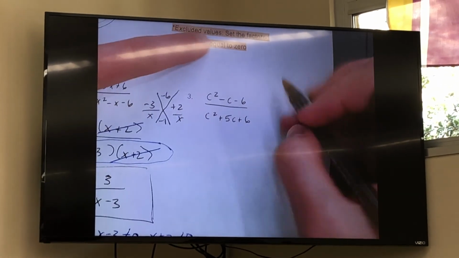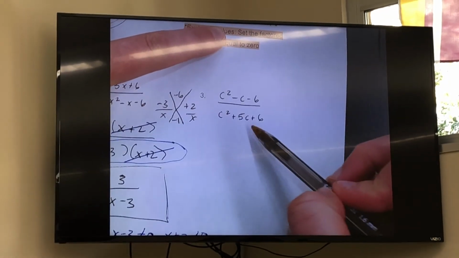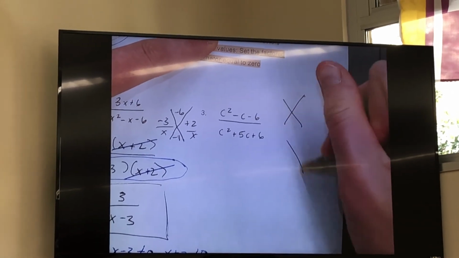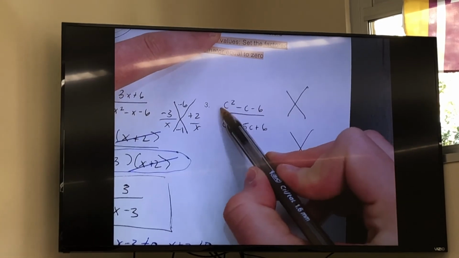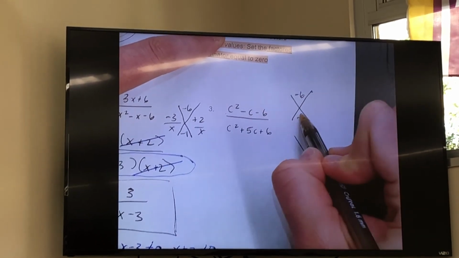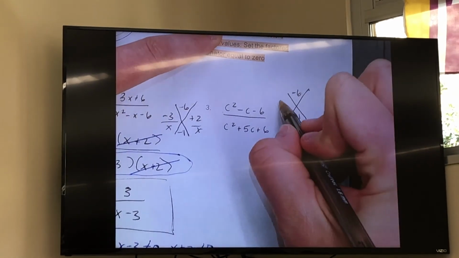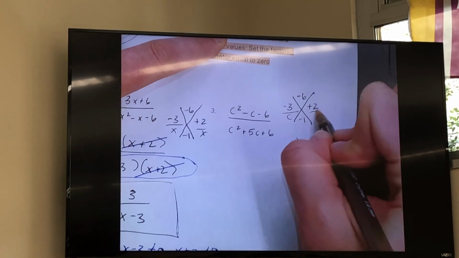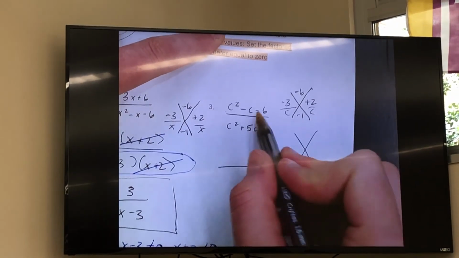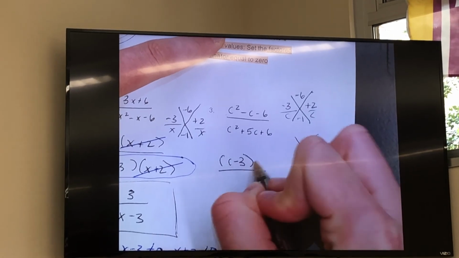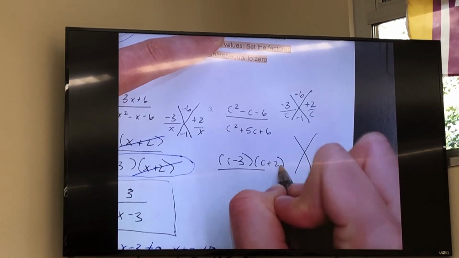Okay, here we go. These are both 3 terms, so I know I want to use the big X factor. All right, on the top I have 1 times -6. On the bottom I have a -1. Hey, I just did this one. That one was -3 and +2. Here I'm dividing by C. So I'm going to rewrite the top factored form. It became C minus 3 and C plus 2.